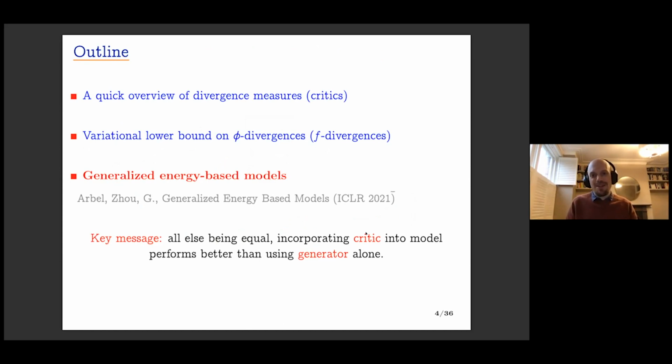I'll first talk about critics in a little more detail and the mechanisms that one uses in training them. I'm going to focus on a particular subcategory of critics, which are the phi divergences or F divergences, because these are the critics I'll be using downstream in my model.